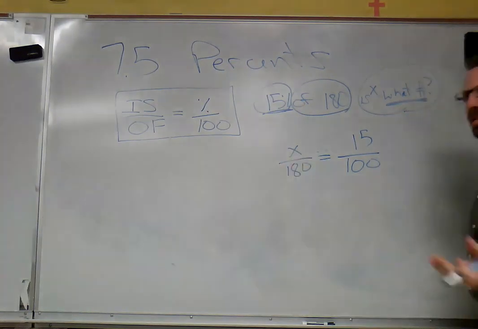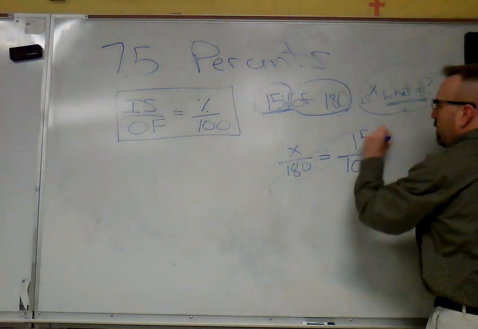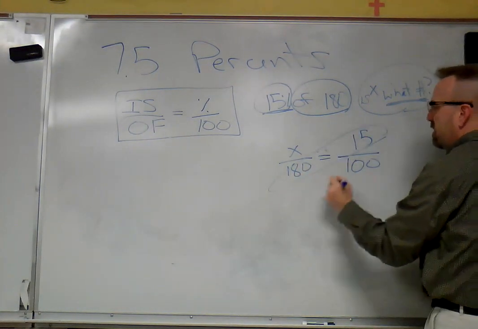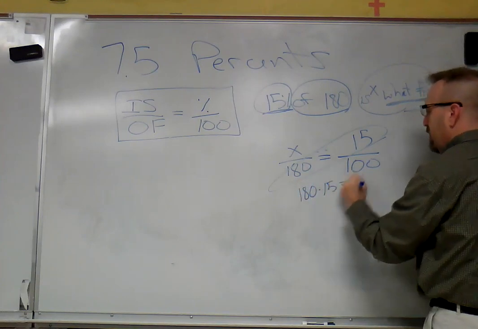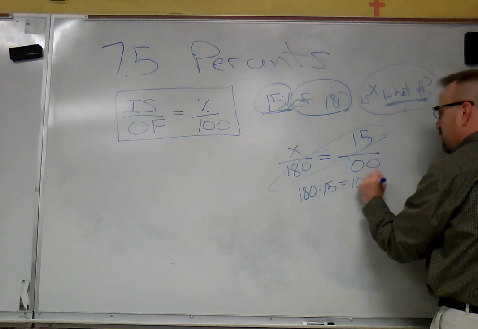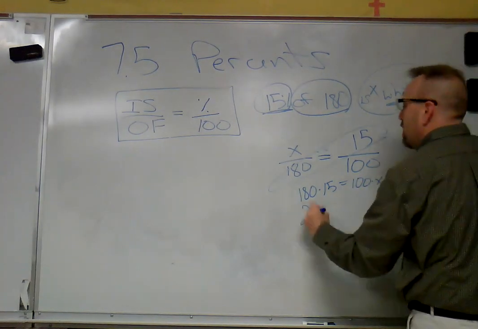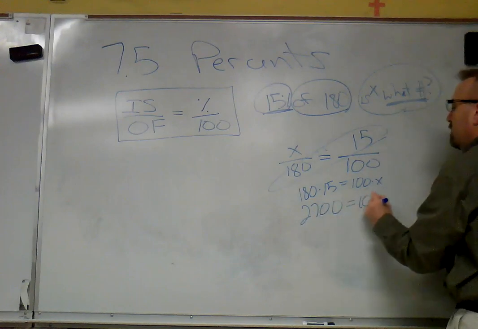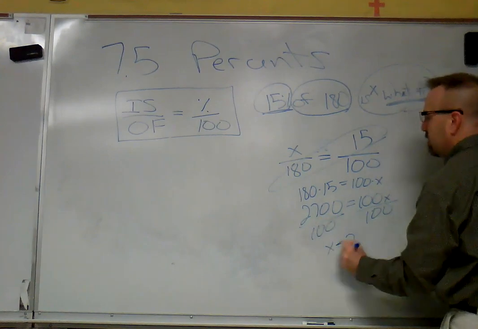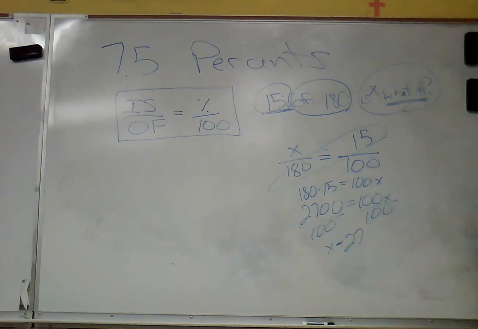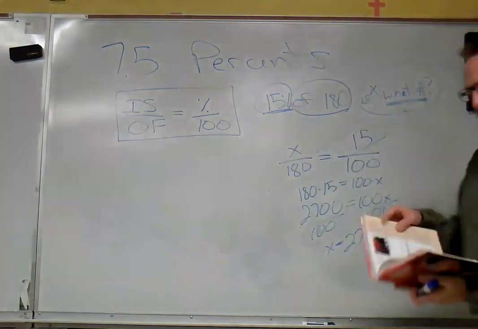Now we have proportions simpler than we were working on last week. So that'll be nice. 180 times 15. If you want to set it up as an equation, you can. So anybody, 180 times 15, there we go. 2,700. So we divide by 100. X equals 27. Okay. So this is what we're going to use on every single problem.